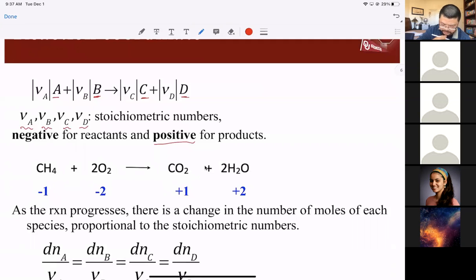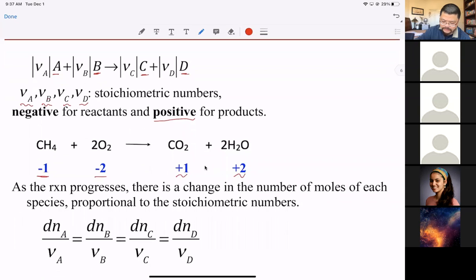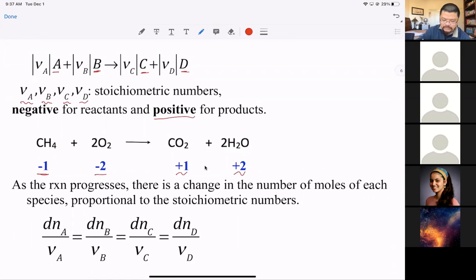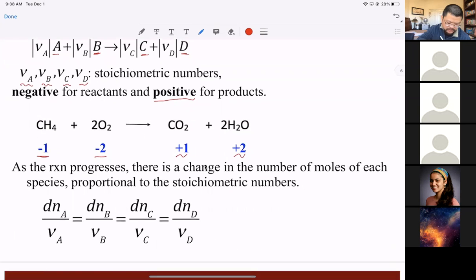So if we look at this methane reaction, then the stoichiometry for methane is -1, -2, +1, and +2 for CO2 and water. So that is the first thing we need to identify: the stoichiometry numbers and when they are positive or negative. Secondly, when the reaction is progressing, there shall be a change of the number of moles of everything, each reactant and each product. In order to see that, we need to come up with this equation.